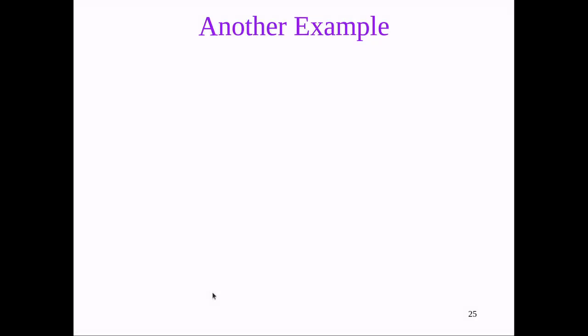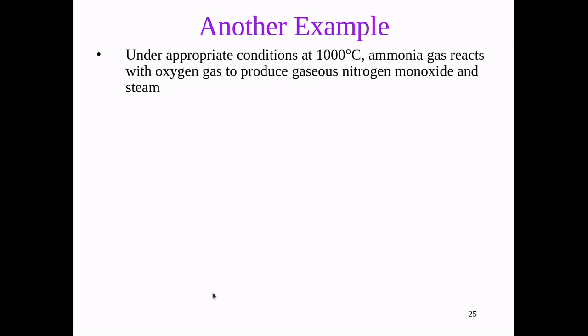Let's take a look at another example. So under appropriate conditions at 100 or 1000 degrees Celsius, ammonia gas reacts with oxygen gas to produce gaseous nitrogen monoxide and steam.